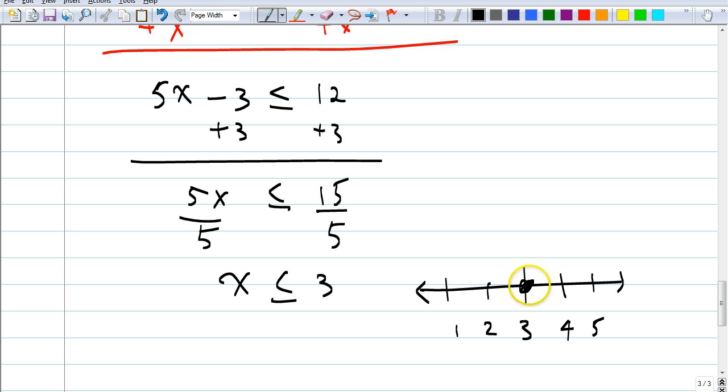Madison, to the left or right? How many people agree with Madison? You're correct. It is to the left because x is less than or equal to 3, which means all real numbers that are less than or equal to 3. Are we good? Do you understand? Can you do something like this for your homework tonight? Yeah. Good.